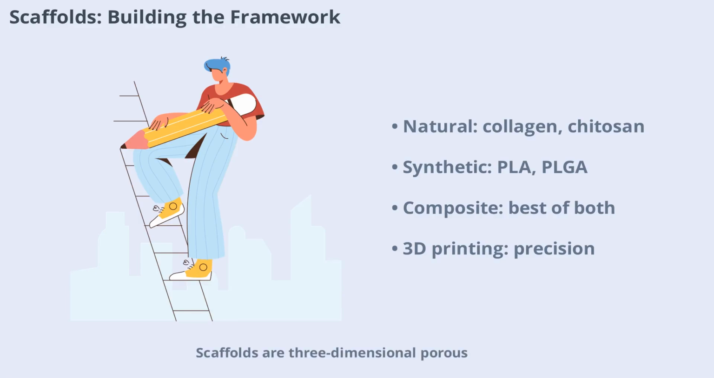Scaffolds are three-dimensional porous biomaterials that provide spatial cues, support cell attachment, enable nutrient transport, and degrade controllably as new tissue forms. They can be natural, like collagen or chitosan, synthetic, such as PLA or PLGA, or composite. The ideal scaffold is biocompatible, matches the mechanical properties of dental tissues, and supports vascularization. Recent advances include 3D printing and bioactive glass composites, which allow for patient-specific designs and improved integration.